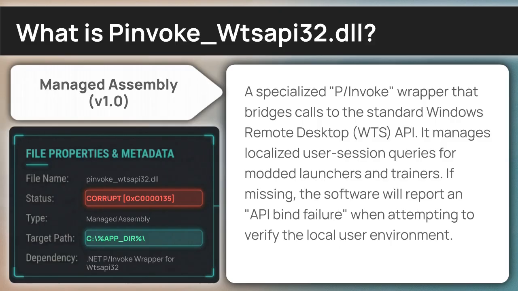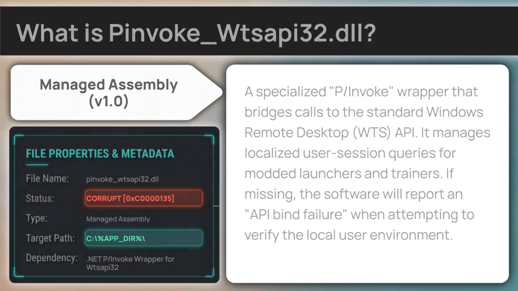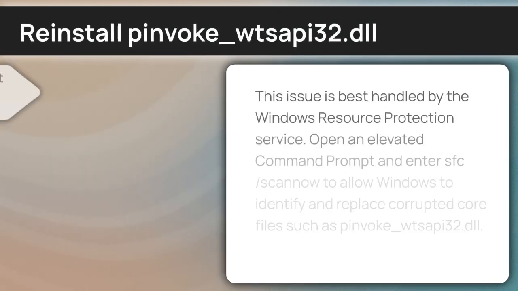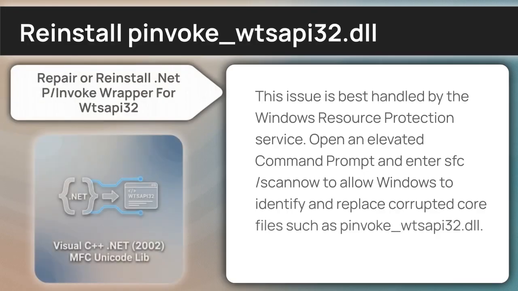Our first move is installing a fresh, clean copy of the library. This issue is best handled by the Windows Resource Protection Service. Open an elevated command prompt and enter sfc /scannow to allow Windows to identify and replace corrupted core files such as the P/Invoke Terminal Services API 32 DLL.